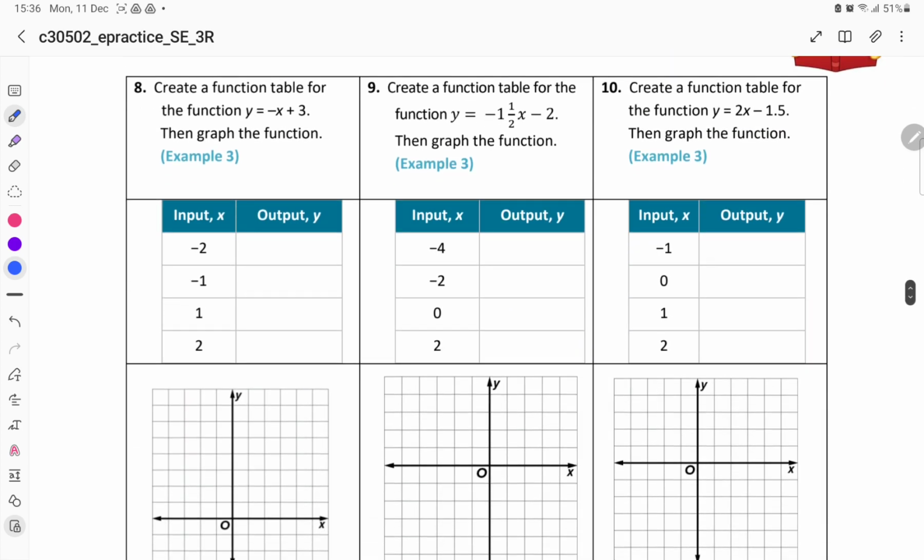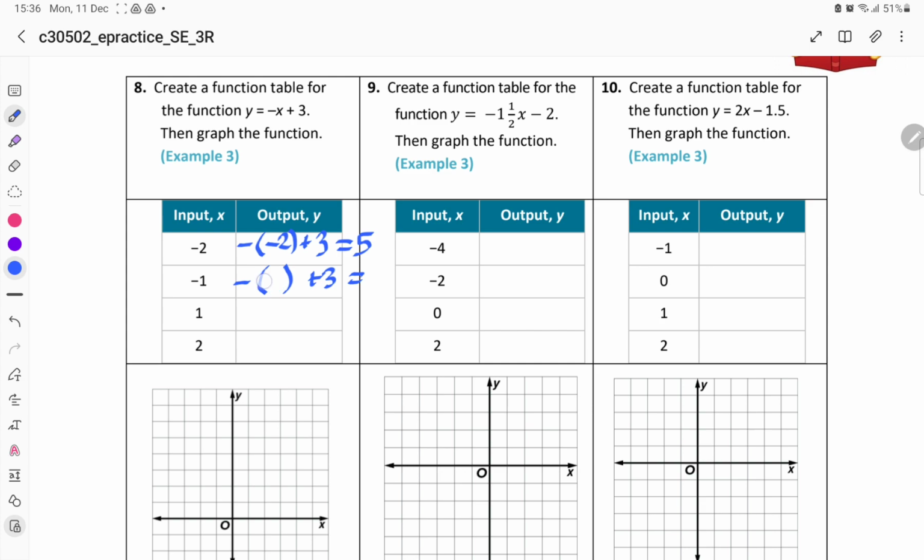Example 3. He will give you a function like this and a table, and you should graph them. Very easy. The same as we did in the previous table. Negative x plus 3. What is x? x is negative 2. Plus 3. Negative negative is positive. So positive 2 plus 3 is 5.